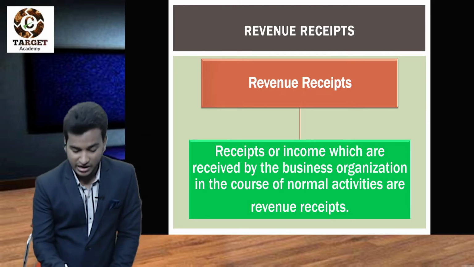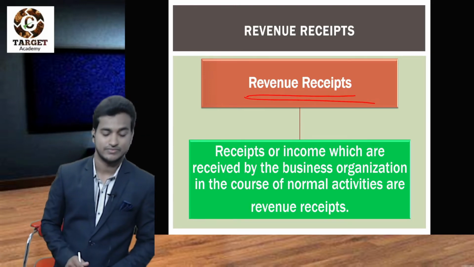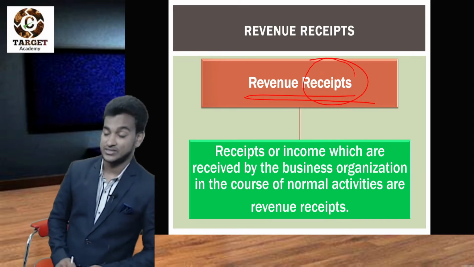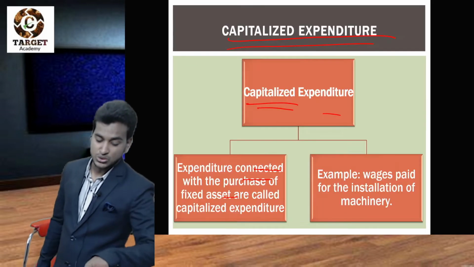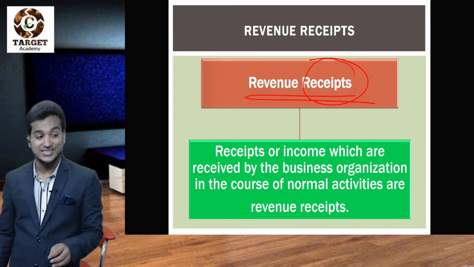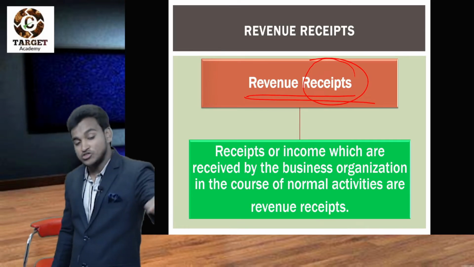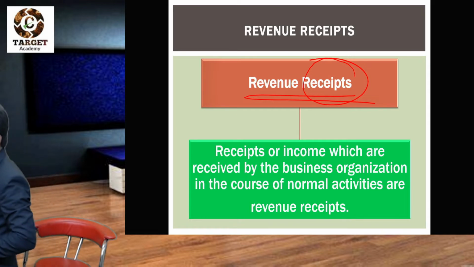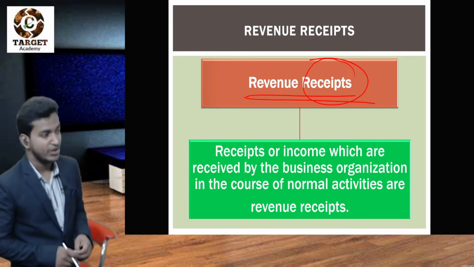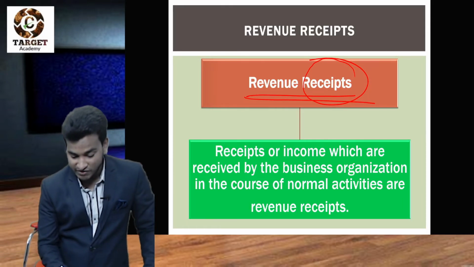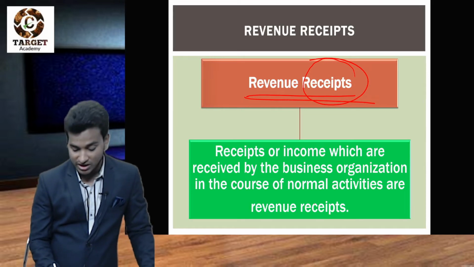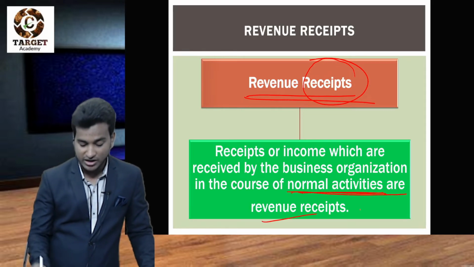Next concept is revenue receipts. We spoke about capital expenditure and revenue expenditure. These two are expenditures. This is a receipt, that means we are receiving from another person. We have to find out whether such a receipt is a revenue receipt or a capital receipt. Revenue receipt means receipt or income which is received by the business organization in the course of normal activities.